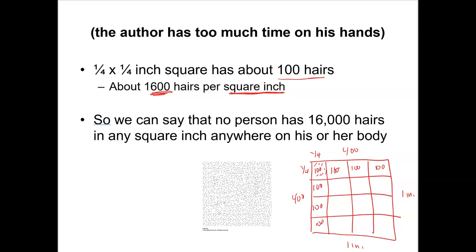There's got to be more. So let's just say, okay, fine. 1600 is what we think, but no person would have 16,000 hairs in any square inch. Can we agree on that? 16,000, that's a lot more. So if we can say, all right, that is a huge amount of hairs, we're going to assume 16,000 is too many hairs per square inch. And we're going to use that number.